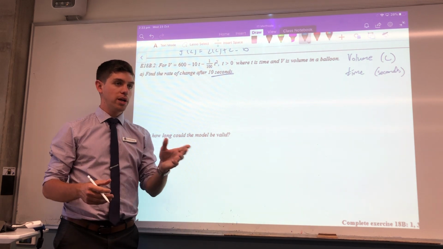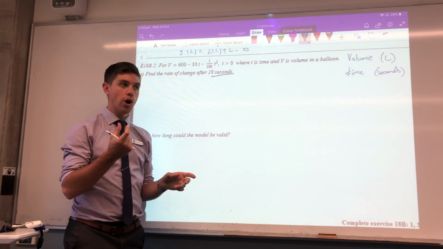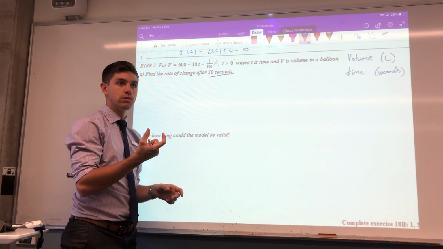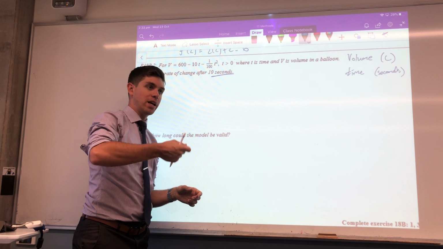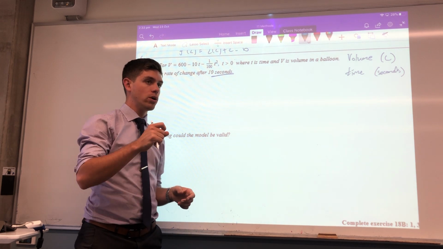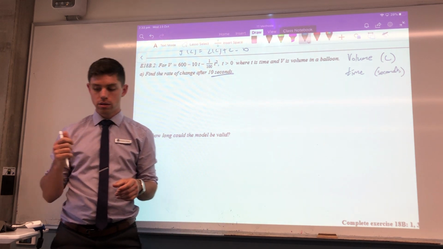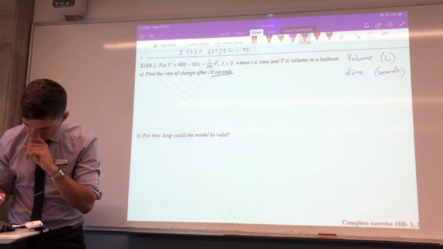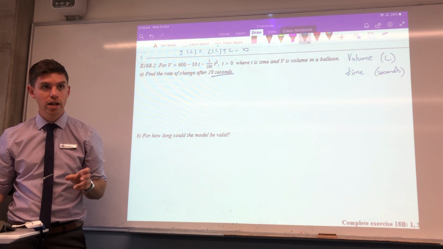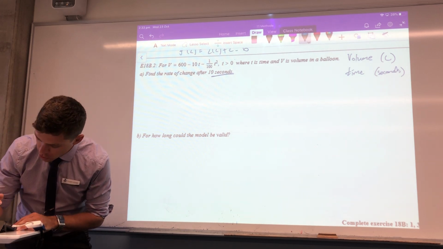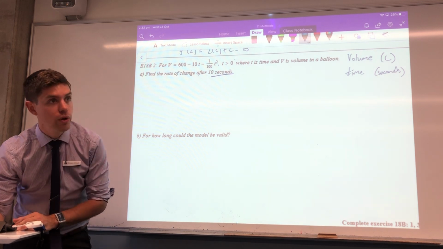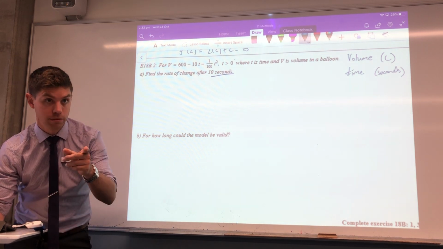Exactly. So that would be the key distinction. If you saw the word over, it's talking about an interval. After is exactly after 10 seconds, or at that point. So we'll first of all identify that we're looking at instantaneous rate of change. So we need the derivative function, don't we?